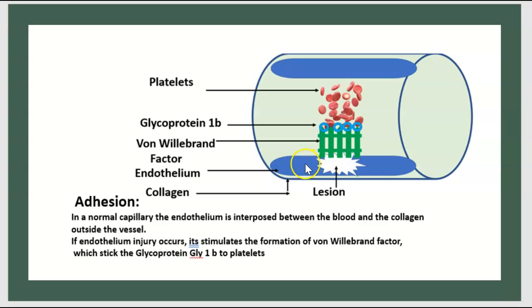The process of adhesion: in a normal capillary, the endothelium is interposed between the blood and the collagen. If endothelial injury occurs, it stimulates the release of von Willebrand factor, which binds glycoprotein 1b on the platelet. The lesion of the endothelium leads to von Willebrand factor, which lets the platelet adhere via glycoprotein 1b.